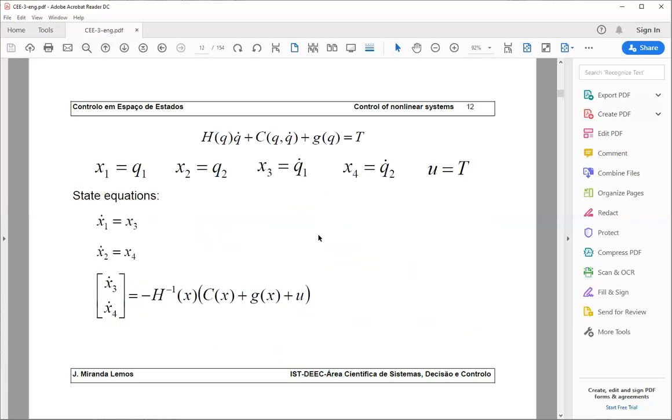Now, we can define state variables to be both generalized positions, both generalized coordinates, and then their derivatives, and define u as the applied torques. So you can write these equations in this form. So again, you have something which is of the form x dot equal to f of x, u, where f1 is x3, f2 is x4, and then f3 and f4 are lumped here in this equation.